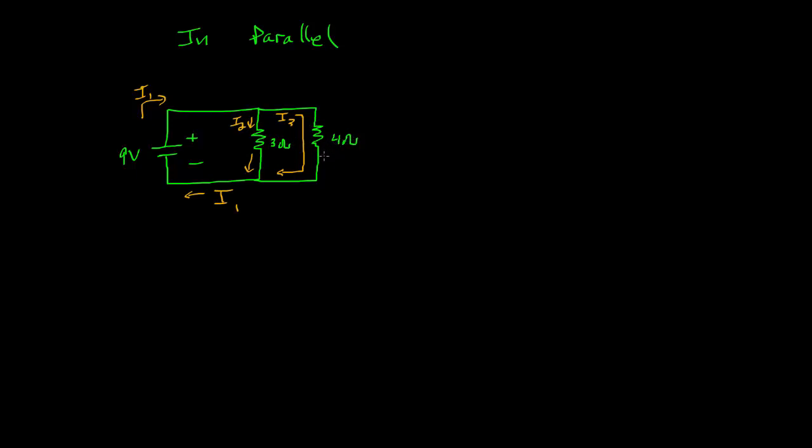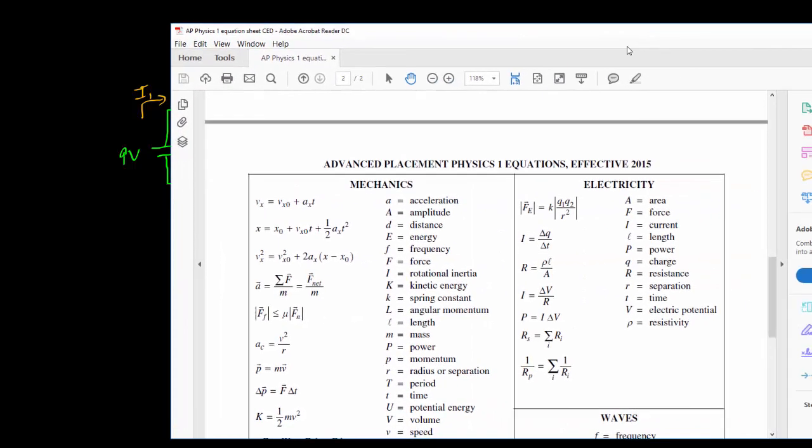Now, since this one has more resistance, I'm going to get higher current on this one, because this one has less resistance, so I can get more charge passing through it. But how do we analyze this? Looking at the equation sheet, that's the last equation, this one right here, and it's these inverses. It gets a little tricky, but it's still pretty straightforward.